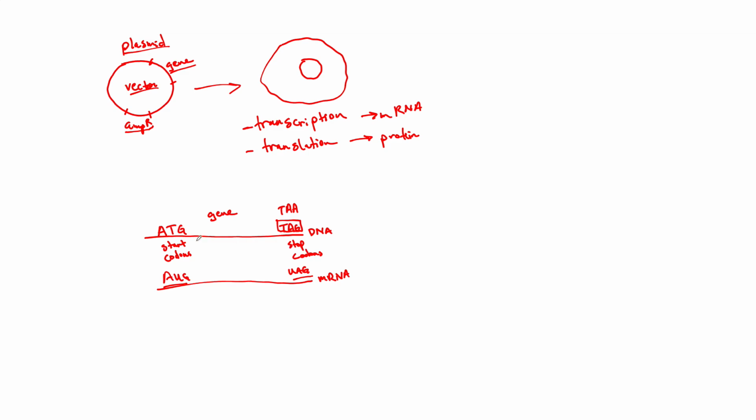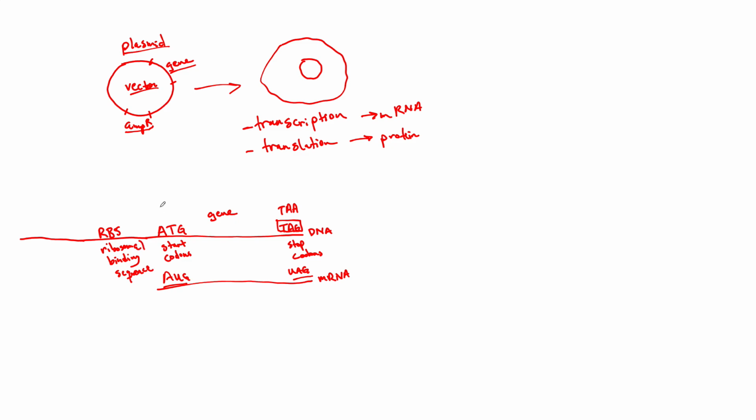But there are other things that the cell needs, or that the gene needs, in order for that to happen correctly. Another thing that this gene needs to have upstream of the start codon is an RBS, a ribosomal binding sequence. The RBS is a sequence of DNA that the ribosome recognizes. It's not the start codon, but it's a sequence upstream of the start codon.